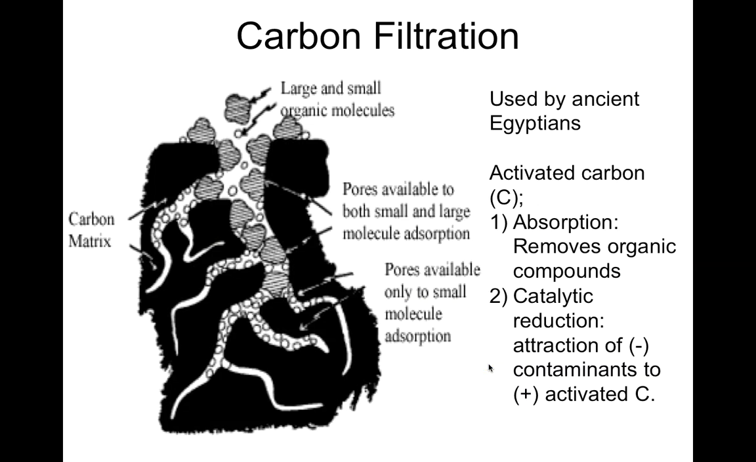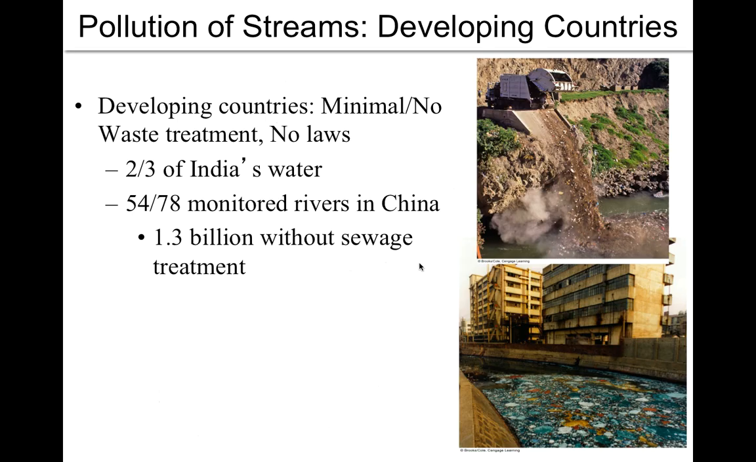The ancient Egyptians actually knew about this process, and they figured out that it sanitized the water. So activated carbon can do two things. It can absorb organic compounds, because these compounds are so large, it basically can filter them in and trap them, kind of like what this picture is showing you. Or it can do catalytic reduction. It can attract the negative contaminants to the positive activated charcoal. Your Brita filters and refrigeration filters are usually going to be using this carbon filtration system.